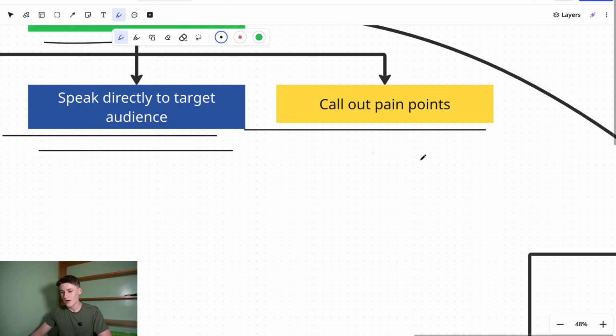So it could be, are you struggling to work at your desk because your back is really hurting? I'm talking a lot about chiropractors here. It's probably going to be a common theme for the video, but you call out the pain points. So are you struggling to work at your desk because of your back pain?